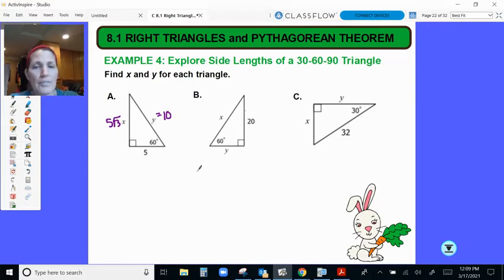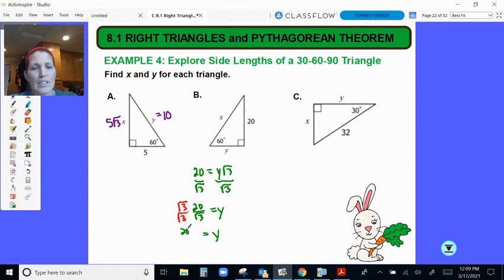So this long side here, 20, is equal to my short side, y, times the square root of 3. Okay, so then I'm going to have to divide by square root of 3. So I have 20 over square root of 3 equals y. And remember, I cannot have that radical in the denominator, so I'm going to need to rationalize that denominator, multiply by the square root of 3 on top and bottom, and we'll end up with y equals 20 square root of 3 over 3. So right here, 20 square root of 3 over 3.